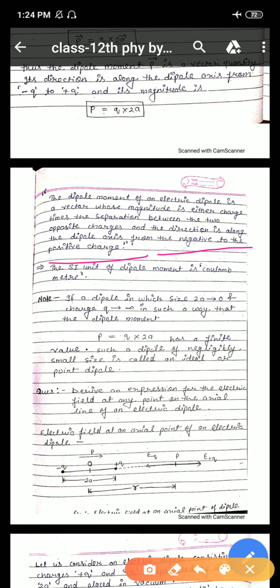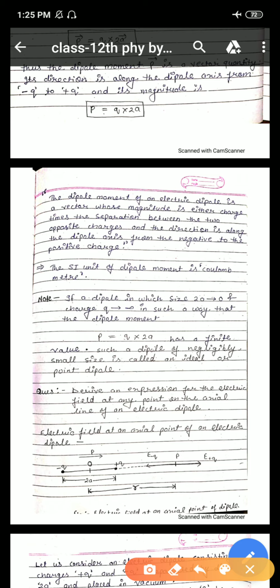Now, what is the SI unit of dipole moment? Give me the answer. You know very well: q is a charge, so what is the unit of charge? This is the coulomb, and 2a is a distance, which we measure in meters. So we can say the SI unit of dipole moment is coulomb meter. Is it clear?